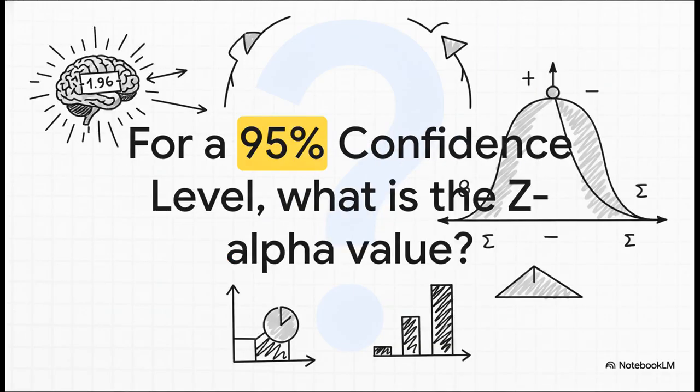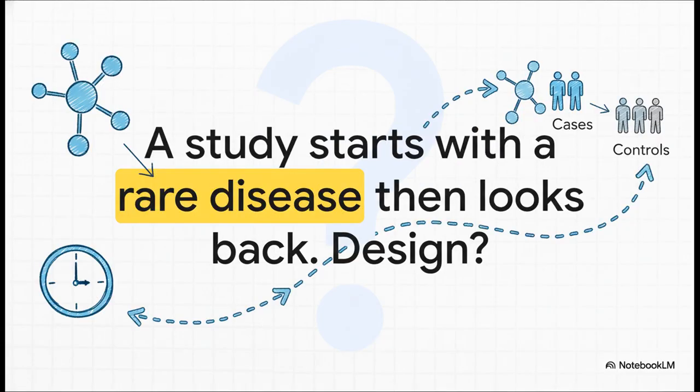Next question. This is just pure memorization, folks. For a 95% confidence level, what's that magic Z alpha value you use in your calculations? It's 1.96. Just gotta know it, 1.96. Burn it into your memory. All right, last one. A study starts by finding people who have a rare disease, and then it looks backwards into their past for exposures. What study design is that? That is a textbook case control study. And remember, they're perfect for studying those rare diseases.